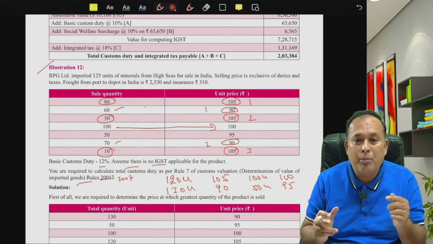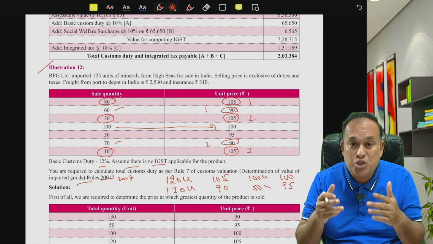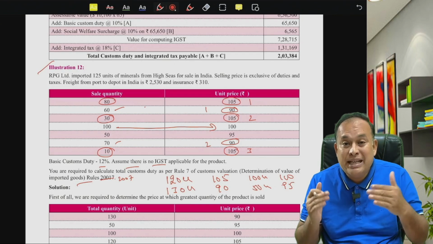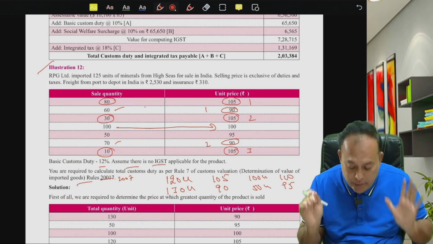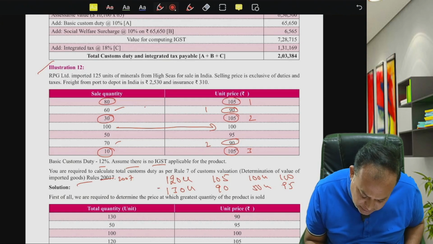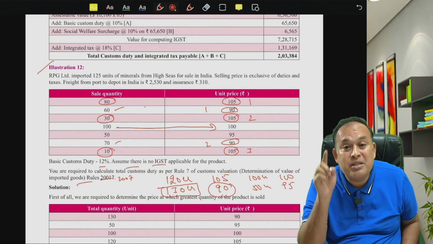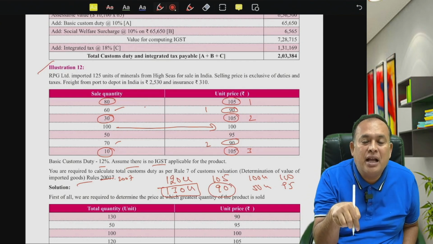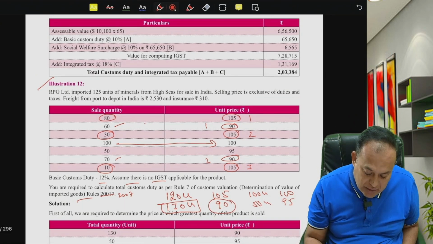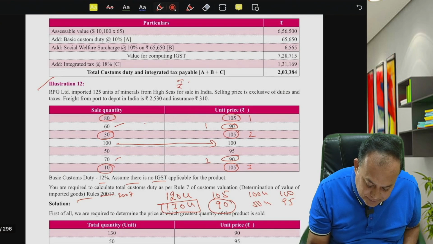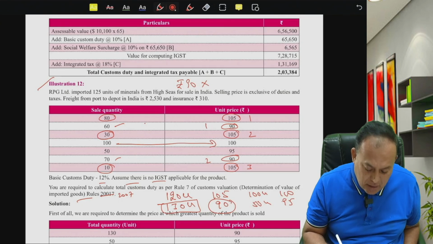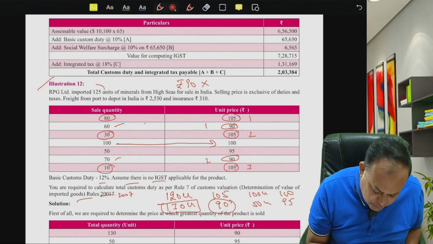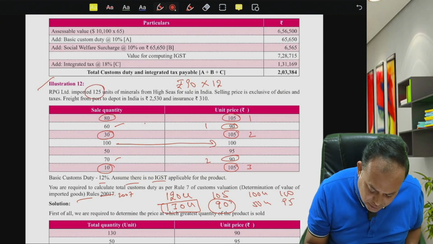So different quantities are given at different rates, and wherever the price is repeated, we add up its quantity. Now the highest quantity is 130 units, at the rate of 90 rupees. That 90 rupees selling price should be considered as the base. Number of units procured from high seas is 125 units.